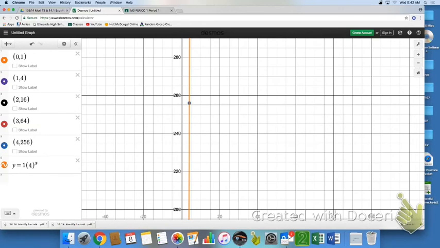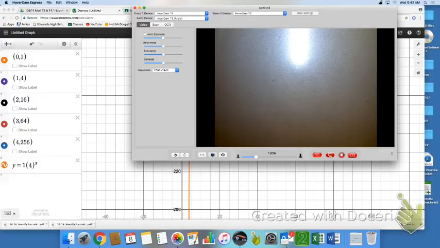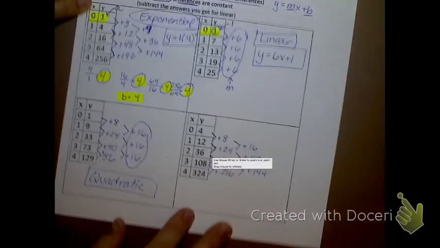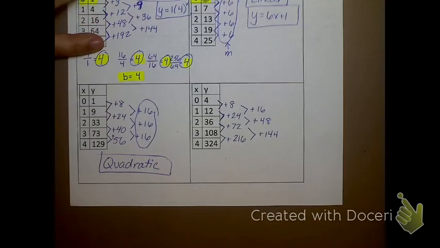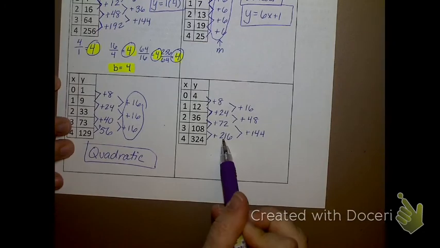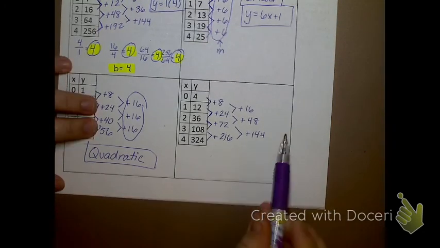So if my equation does not go through those points, then I made a mistake somewhere. Okay? All right, let's try the last one. So, linear, exponential, quadratic. Let's do this last guy. It's not linear. It's not quadratic. Let's see if it's exponential.